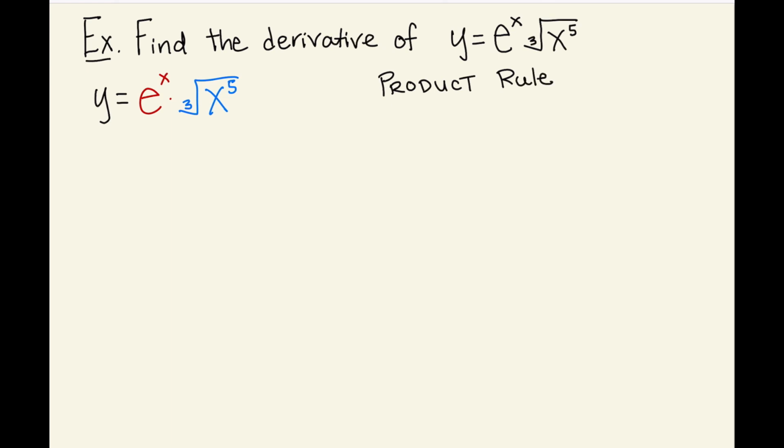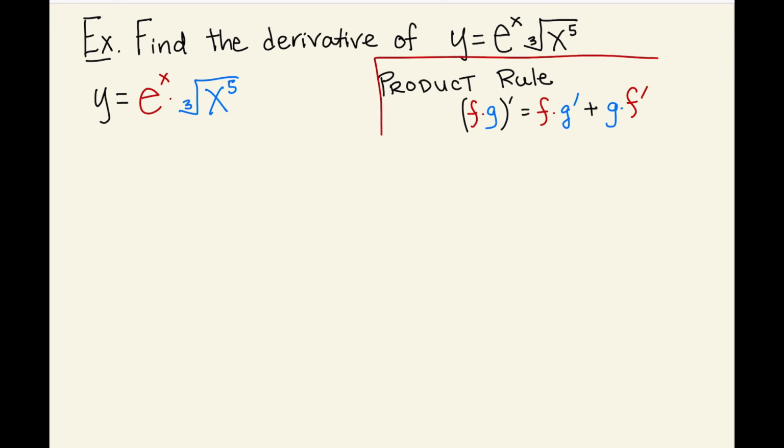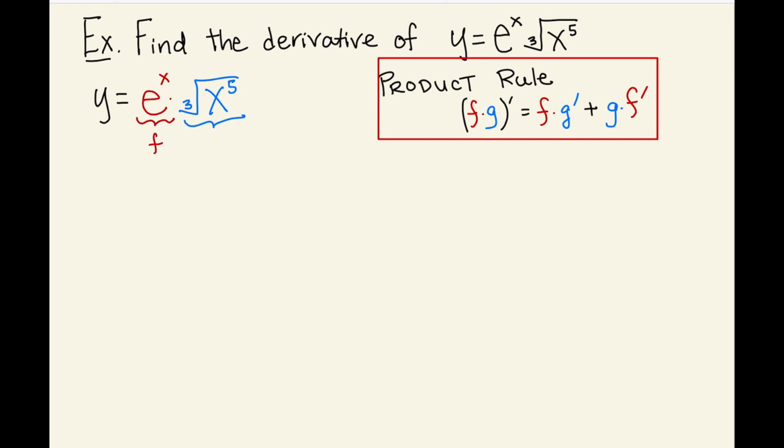Okay, and then the product rule tells us that the derivative of f times g is given by f times the derivative of g plus g times the derivative of f. So this is called the product rule, and we're going to apply it in this case. I'm going to let this function be f. And I'm going to let this function here be g.